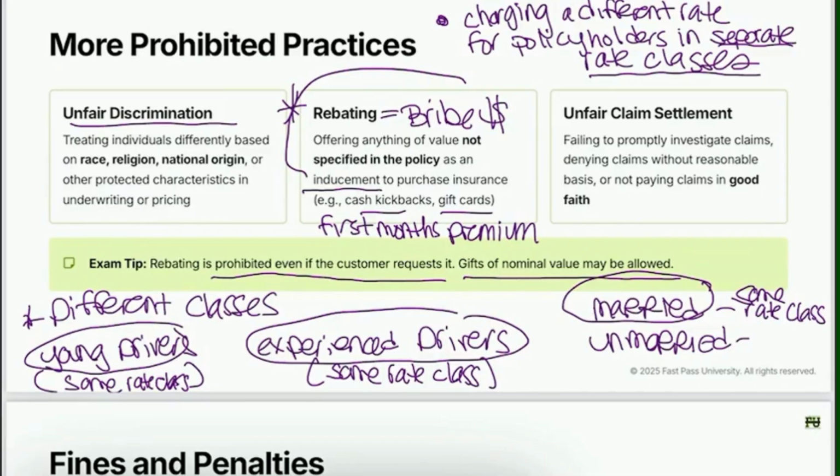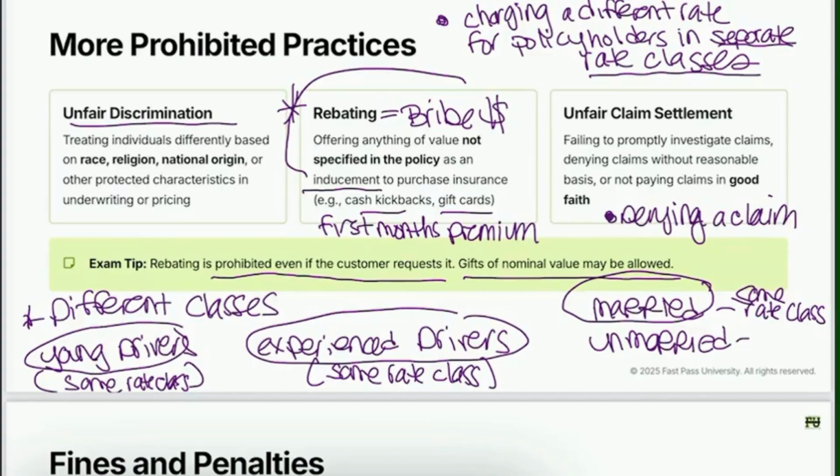That's not true. You can deny a claim. Claims get denied all the time, right? If the insurance company just paid out every single claim that came through, they would go out of business, right? But if it says denying a claim without reasonable basis, that's when it wouldn't be allowed. Right? So just make sure you're reading the questions and answers thoroughly.